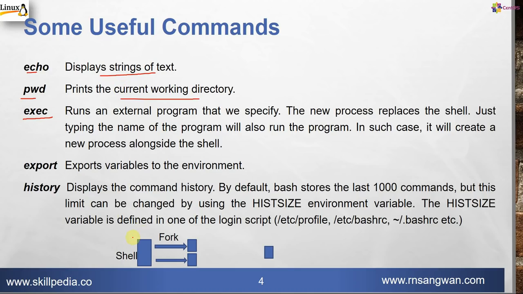The exec command I explained. The normal way is a fork, which will create another child shell. We call it a child shell, created from the existing shell. So the parent of this shell is this shell, so we have a concept of parent and child. Whereas exec replaces the existing shell. There is no concept of a child shell created. Similarly, the export command is used to export variables to the environment.